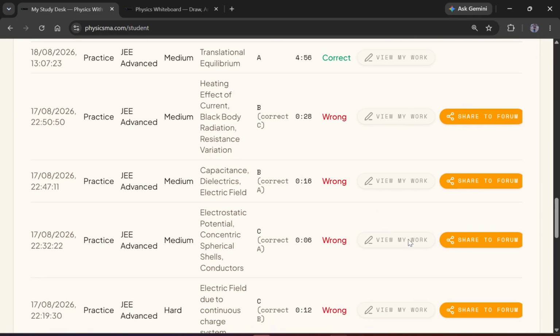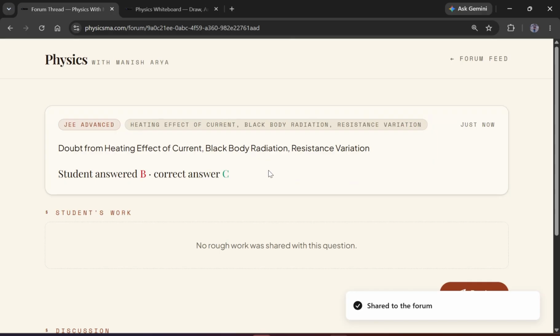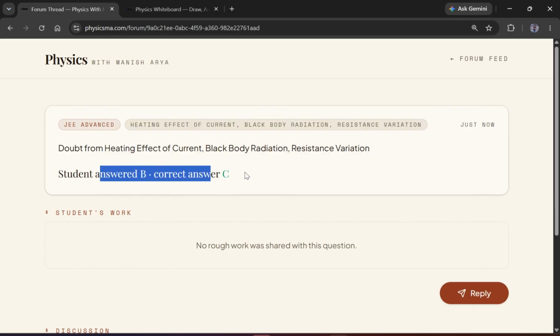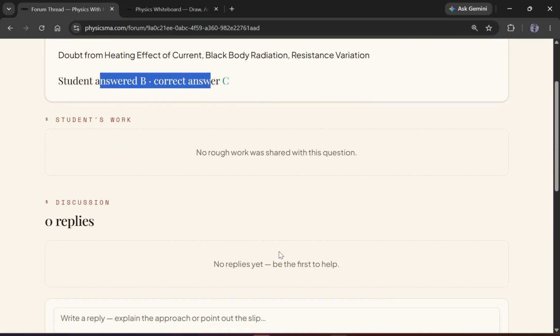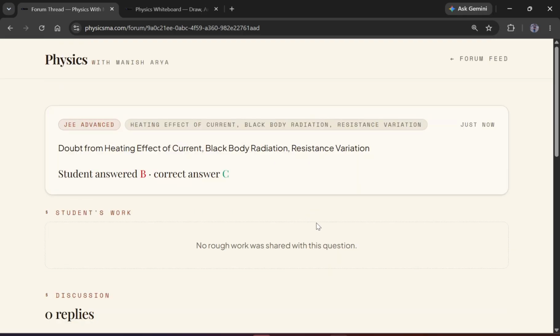Otherwise, you can see all your work, and at the same time, you can share it to the forum. If you are sharing this question on the forum, look at this. Right now you are on the forum. Someone, either me or your peers, is going to reply to your question. Your work as well is going to be shared. For example, anyone can reply over here, and the whiteboard, everything is there, and then post a reply. So this is the basic thing which I have implemented.